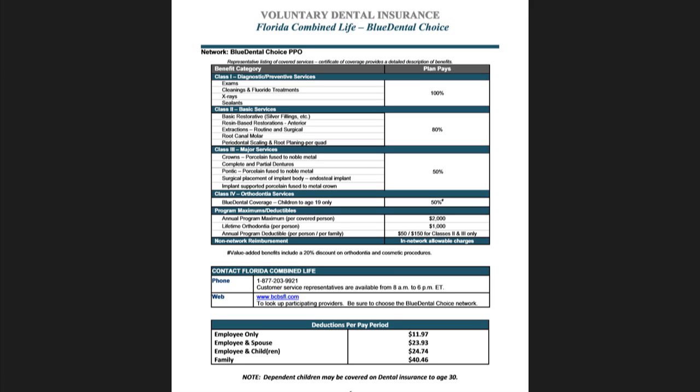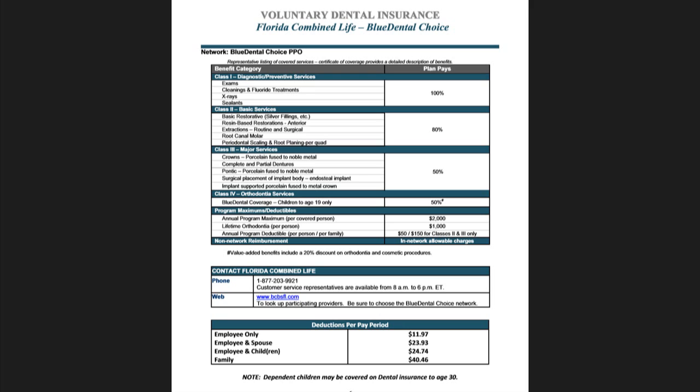If you choose to see a non-participating dentist, the benefits are the same, but you'll need to be prepared to pay for any balance billing, or those charges, any amounts that are above Florida Combined's contracted or allowable amounts. For those enrolled, please do not forget that the plan covers 100% of Class 1 diagnostics and preventive services every 6 months. If you are using an out-of-network dentist, be prepared for potential balance billing.